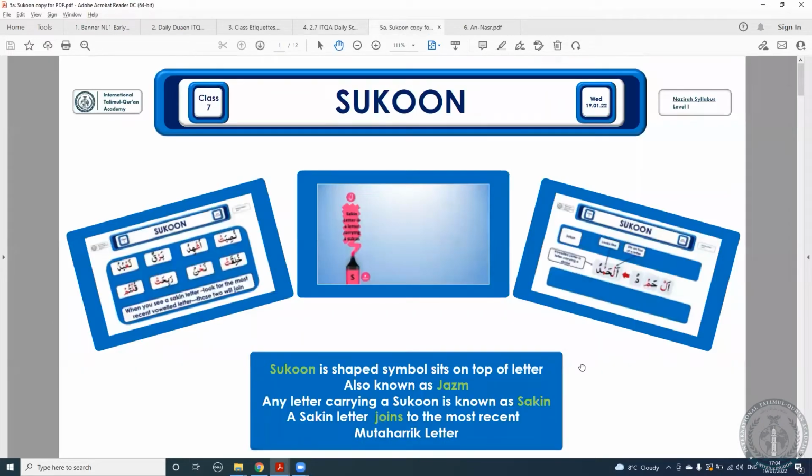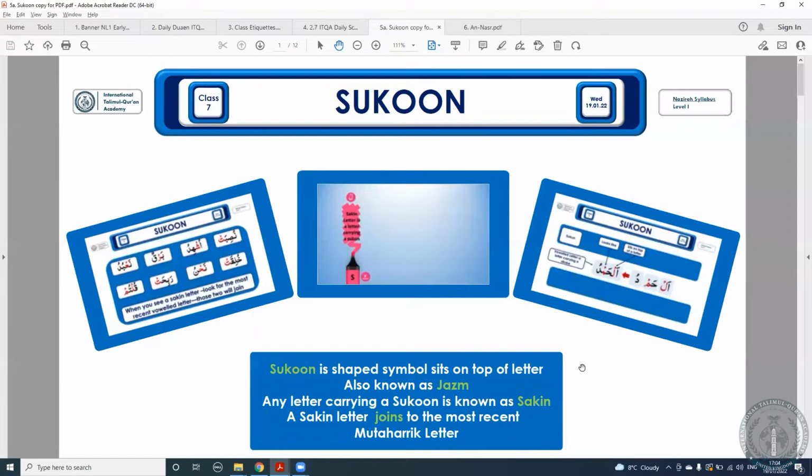So the rule is the rule of Sukoon. As some of you may know, Sukoon is a shaped symbol and it sits on top of a letter. You may also know it as jazm. Some of you may have learnt it as jazm, but for the purpose of these classes, we will be referring to it as sukoon. Any letter carrying a sukoon is known as sakin. A sakin letter joins to the most recent mutaharik letter or most recent voweled letter.